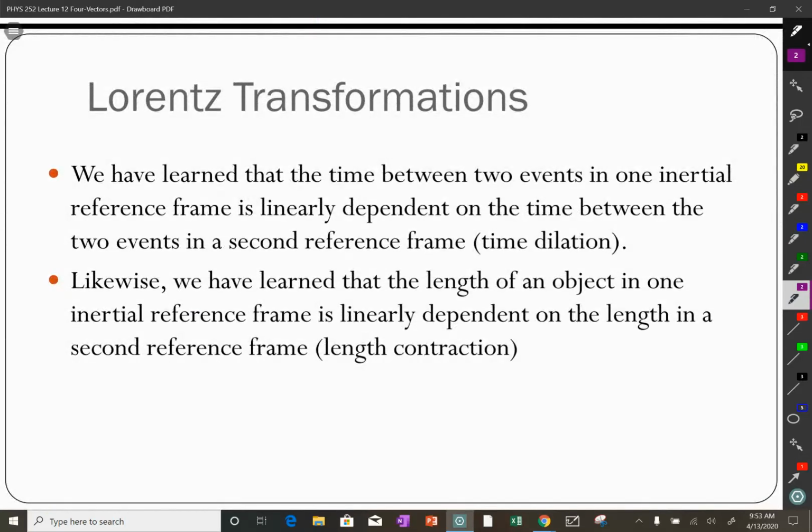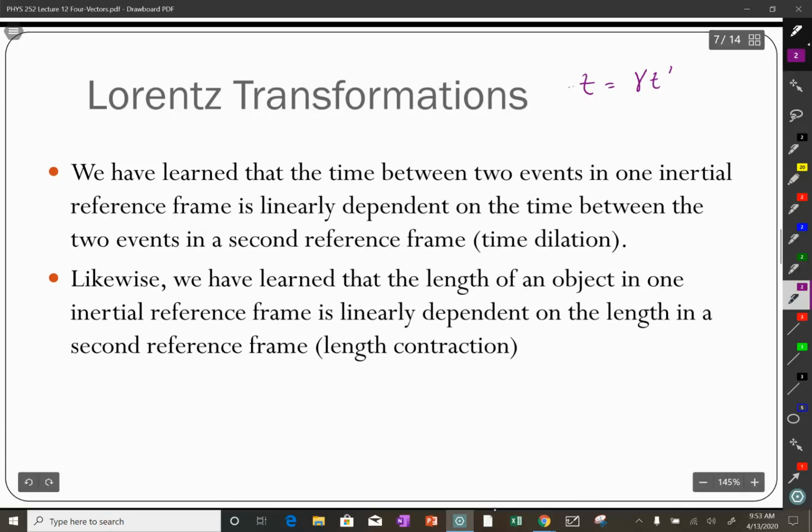Now, we already learned about Lorentz transforms. That is the time dilation, length contraction. So we have delta t, or I'm going to drop the delta here. t is equal to gamma t prime was our time dilation equation. t prime and t, I put the prime in the wrong place. And x prime is equal to x over gamma. X over gamma was our length contraction equation.